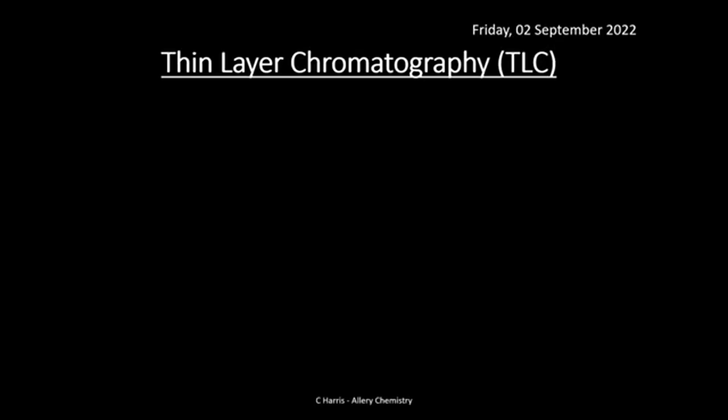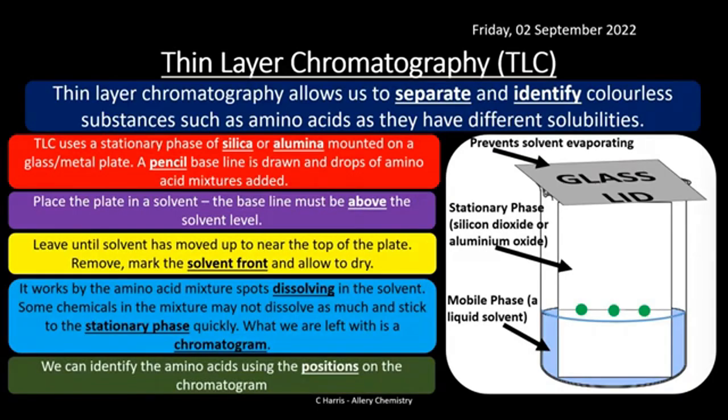Thin layer chromatography. You would have heard of chromatography before, and this is a useful form of chromatography. It is a way in which we can separate and identify colorless substances such as amino acids that have different solubilities. Normally when you have looked at paper chromatography, you will have seen colored compounds migrate up the paper.